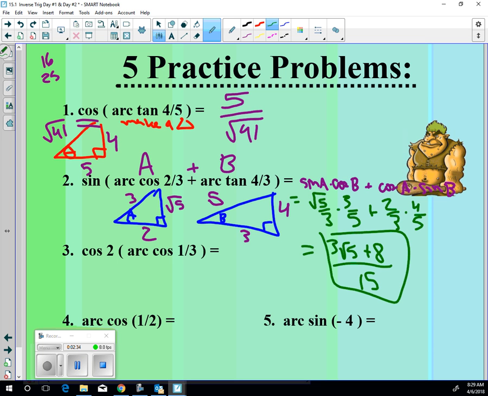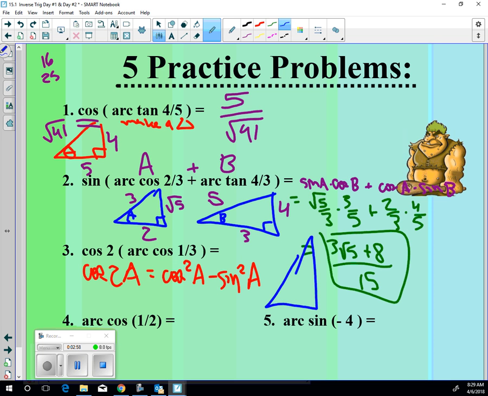So then we get to this one. Cosine of 2 times the arcsine of 1/3. So cosine of 2, this is the same as a cosine of 2a. And that is cosine squared A minus sine squared A. How many triangles am I going to have for this one? One angle, one triangle. So let's make that. I'll make that little triangle right here. This is my A triangle. This says the cosine is 1/3. So 9 minus 1 is the square root of 8.